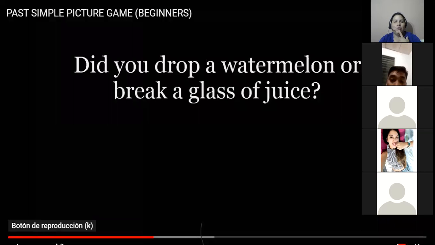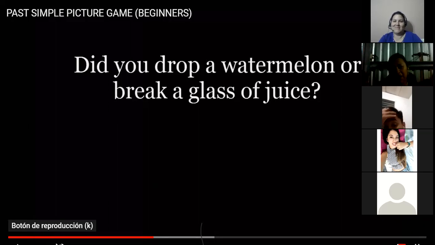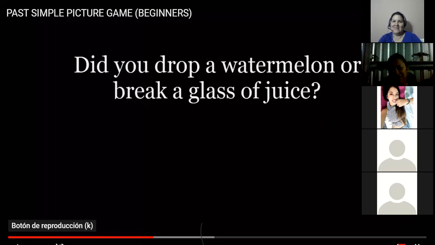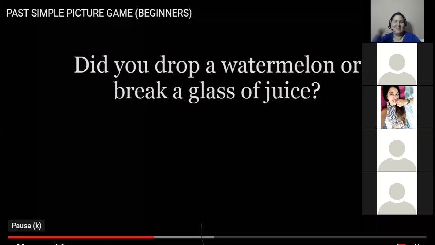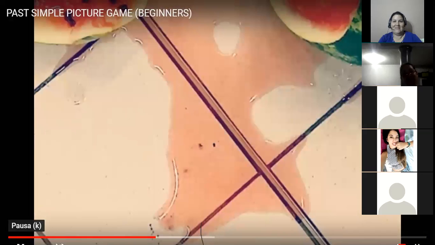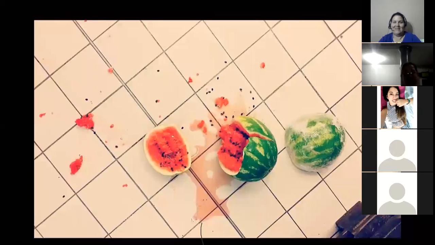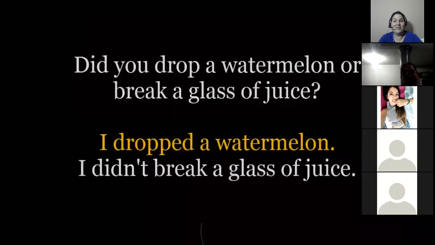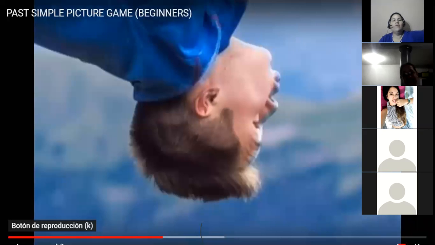Did you drop a watermelon or break a glass? I broke a glass of juice. I didn't drop a watermelon. Are you sure? Let's check it out. Oh. I dropped a watermelon, I didn't break a glass of juice. Whenever you throw something on the floor, you spill something, right? You call it spill. The color of the spill is watermelon-ish. It's that color that watermelons have.